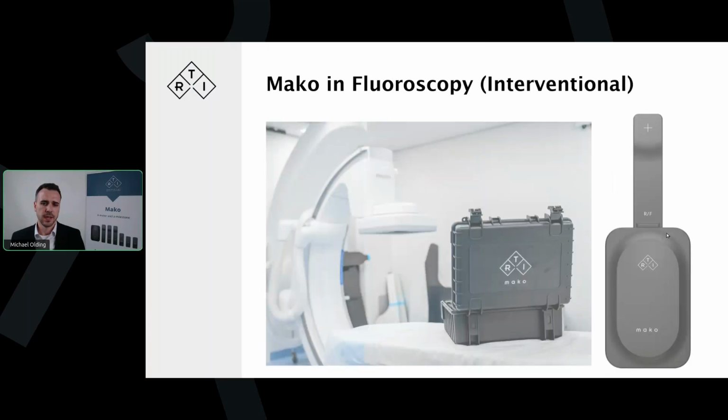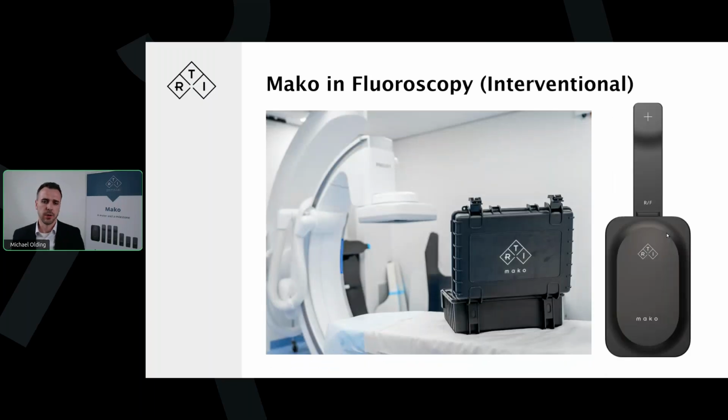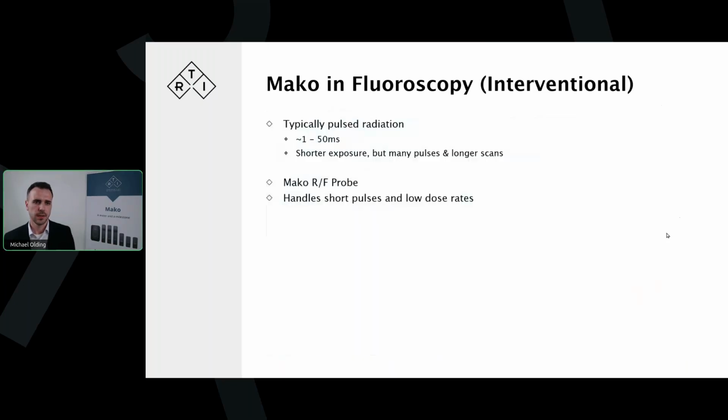So we need a probe that can handle that, and that's exactly what the RF probe has been designed to do. Handle the highest dose rates all the way to the lowest dose rates and the short pulse lengths or pulse widths that we see in these applications. So again, typically pulsed information can be very shorter pulses than we see in RAD, and the Mako RF probe has been designed to handle that without requiring any selections.